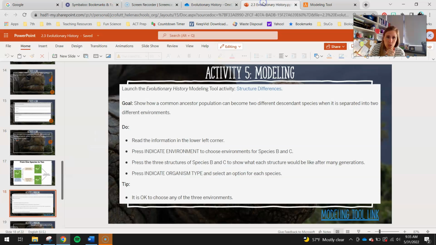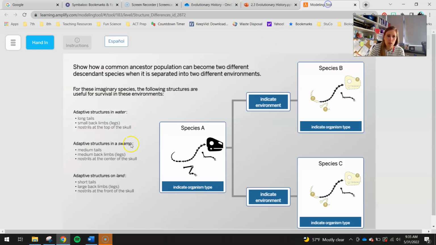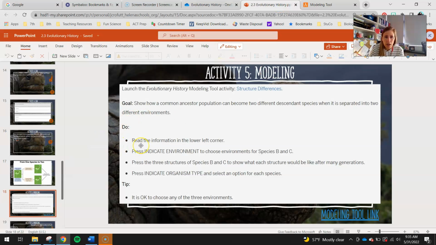Okay, so let's read through the instructions a little better. Your goal is to show how a common ancestor population can become 2 different descendant species when it's separated into 2 different environments. So here's your checklist of what you need to do. Read the information in the lower left corner. You'll read about different adaptive structures for different environments. Press indicate environment to choose the environments for species B and C.